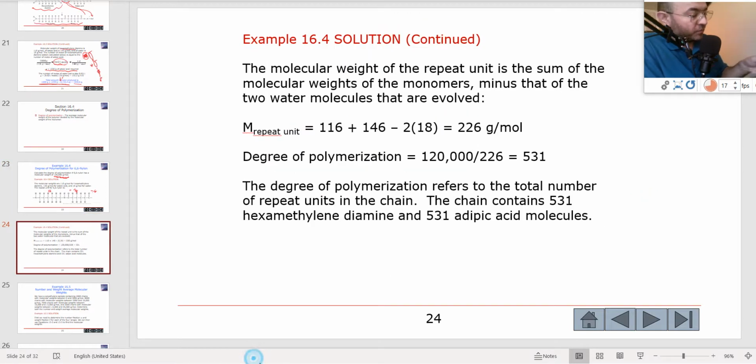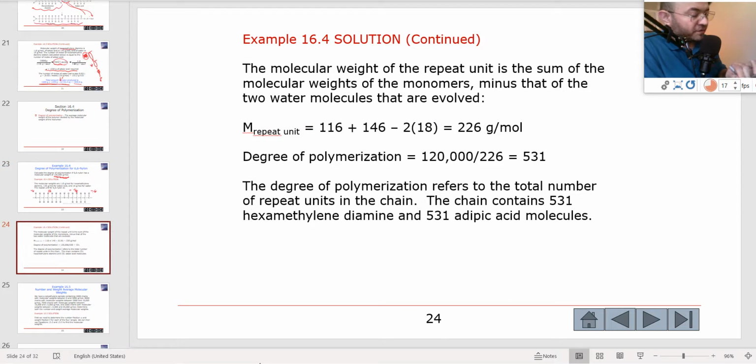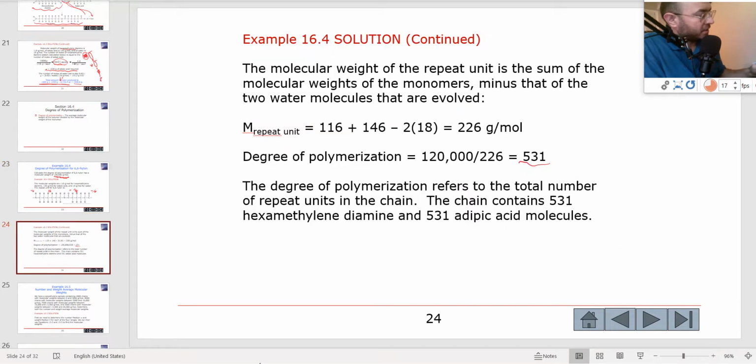And that's actually what's happening. And what is 2 times 18? Sorry, because we have 18 on the other side too. 226 gram per mole, then you divide that by this, and it will be 531 repetitions. So in this nylon, you have 531 of this beside each other. Count how many carbon you have in 1 molecule of that. It will be like a big chain.